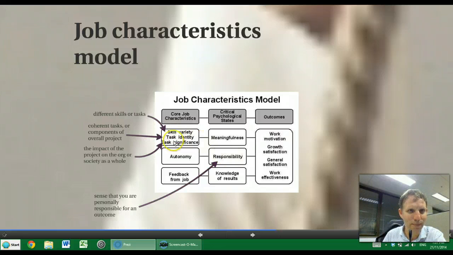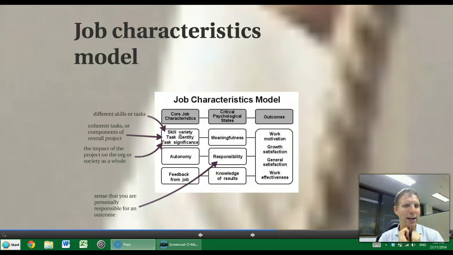Skill variety refers to the different kinds of skills that you bring to work. So if you've got these highly specialized jobs, they are kind of boring. But if you have jobs that are too wide in variety, it can be overwhelming.